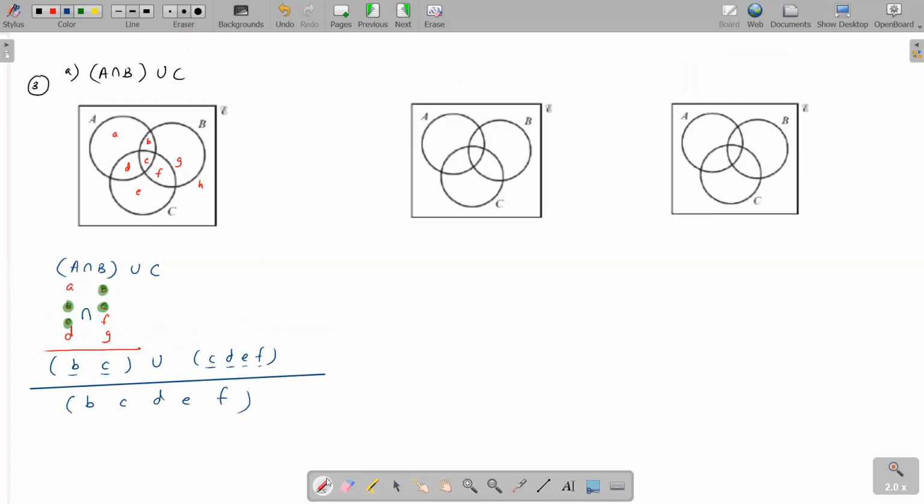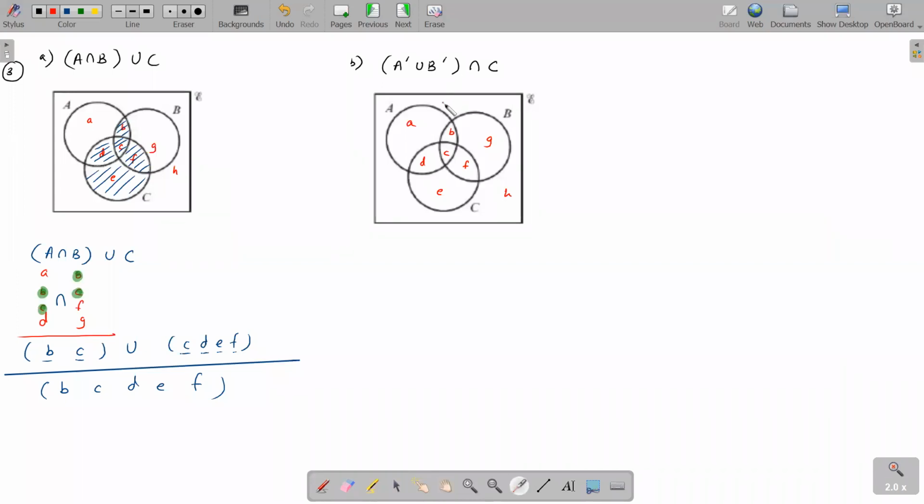So you go to the question. Shade regions B, C, D, E, and F. Can you guys see? This is the answer, the shaded region for A intersection B union C. This is the region that you need to shade for the third question, part A. We'll move on to part B now.